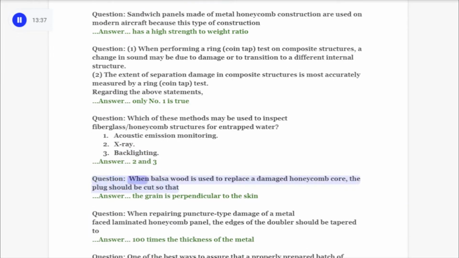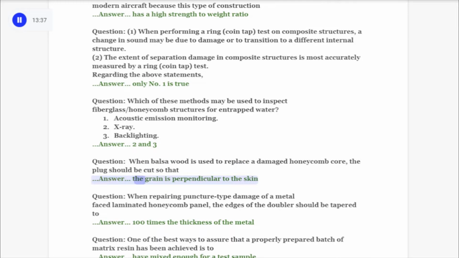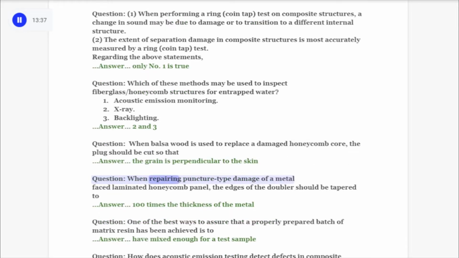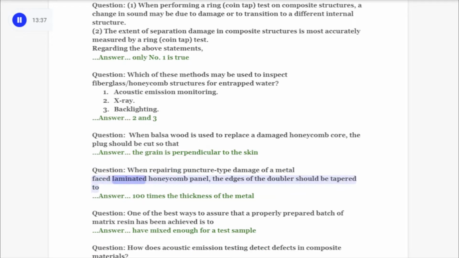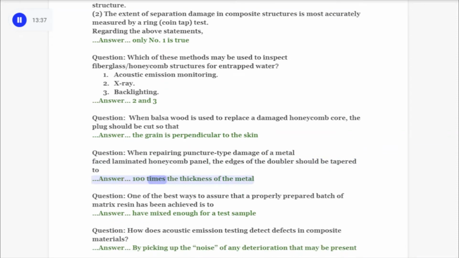Question: when balsa wood is used to replace a damaged honeycomb core, the plug should be cut so that. Answer: the grain is perpendicular to the skin. Question: when repairing puncture-type damage of a metal faced laminated honeycomb panel, the edges of the doubler should be tapered to. Answer: 100 times the thickness of the metal.